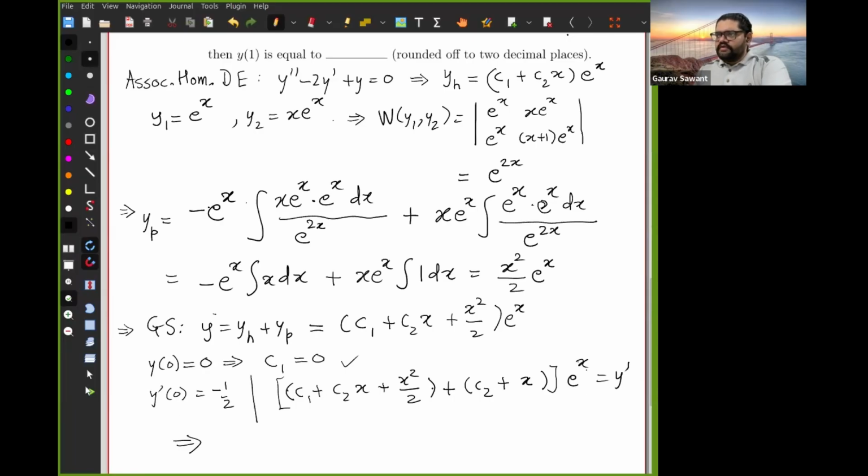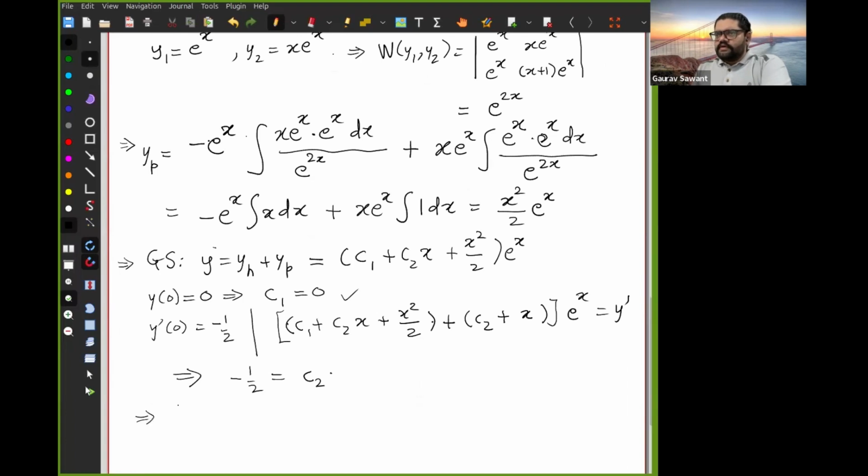So I put x equal to 0, and I should get minus half equal to c1, which is already 0, so it will go away. The other terms are just going away. The x terms are going away. X square by 2 is going away. C1 is 0. We are left with c2. So c2 is minus half. Okay, that is it.